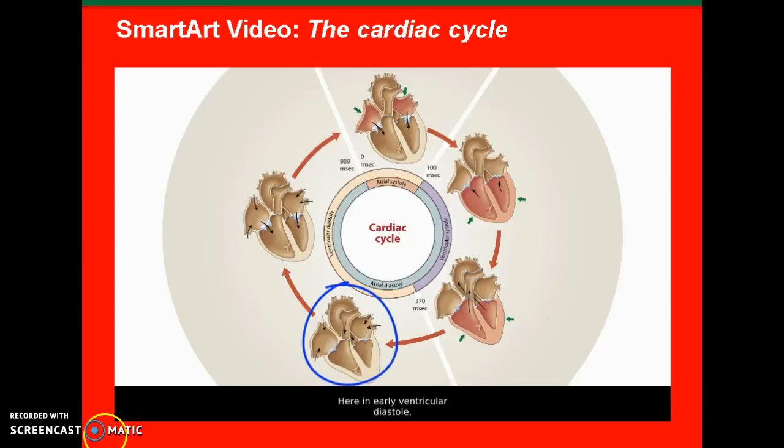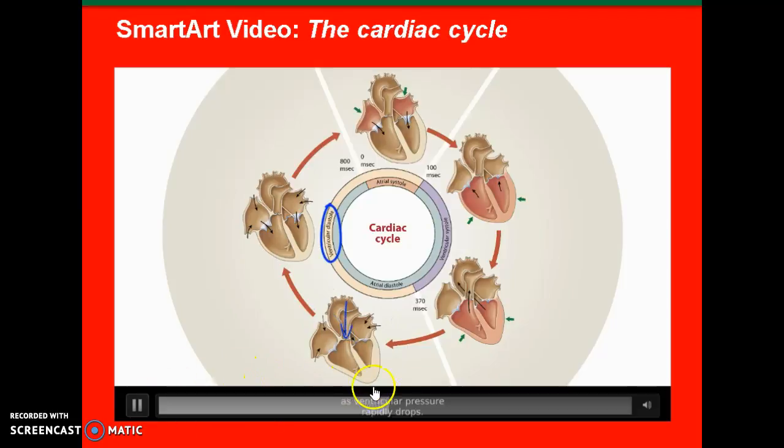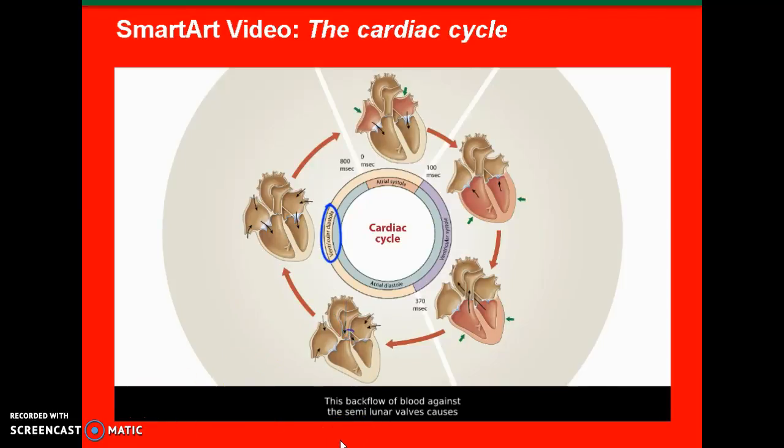Here, in early ventricular diastole, blood flows backward towards the ventricles as ventricular pressure rapidly drops. This backflow of blood against the semilunar valves causes them to close. At this time, blood is also flowing into the relaxed atria. Notice here, the AV valves are still closed. This phase is called isovolumetric relaxation. Finally, in late ventricular diastole, all chambers are relaxed and filling passively to about 70% of their capacity.